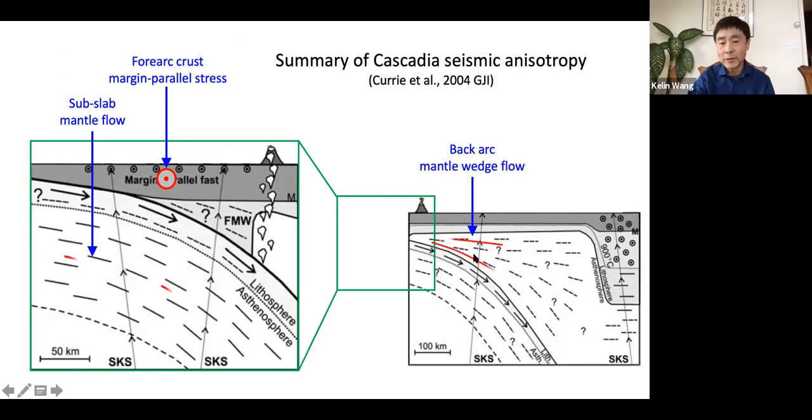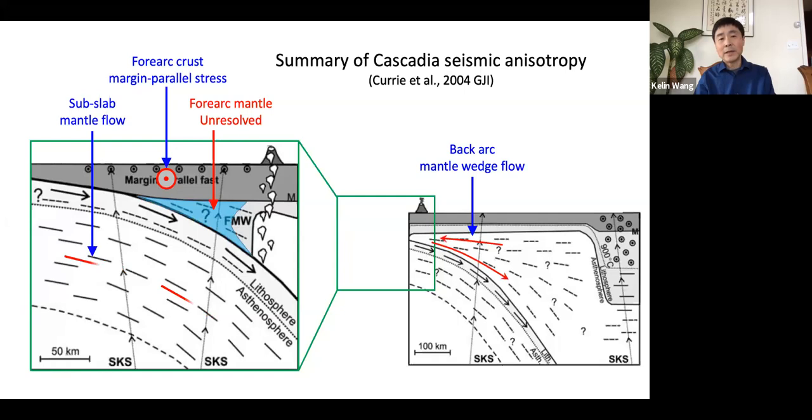mantle wedge return flow here, or in the flow below the incoming plate. As the mantle flows, the olivine minerals have a preferred orientation, and that preferred orientation gives rise to anisotropy. That's about the deep anisotropy. The shallow anisotropy was explained to reflect the crustal fabric as controlled by margin parallel compressive stress in the forearc. So that was explained, but what about the Forearc Mantle Wedge?